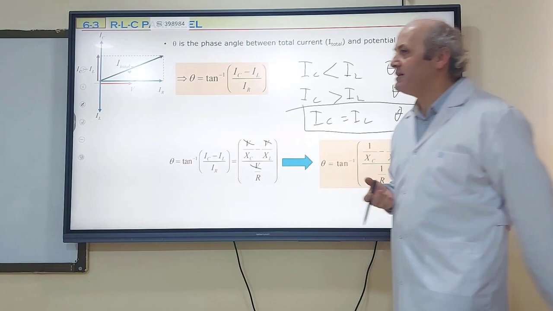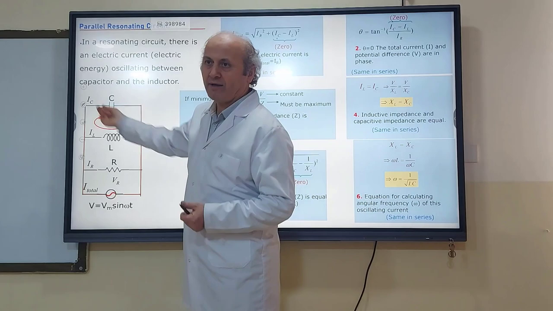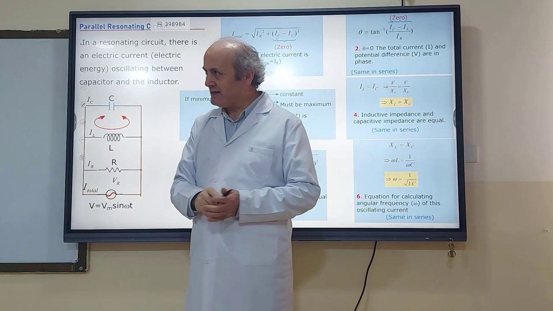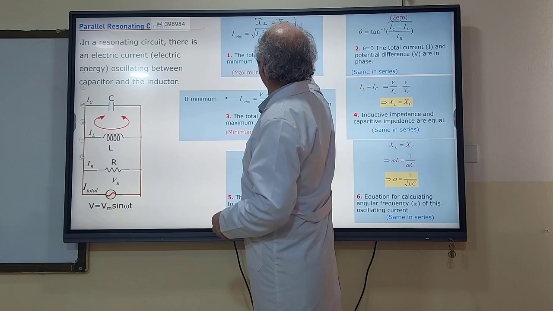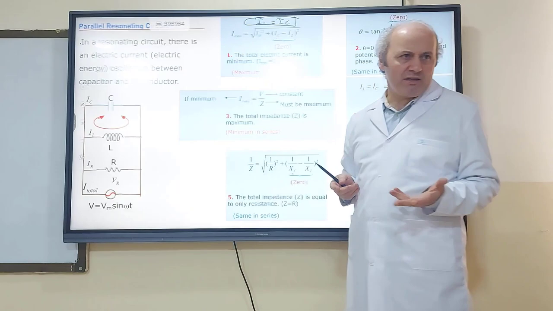In a resonating circuit, electric current oscillates between the coil and capacitor. Once clockwise, then counterclockwise, then clockwise, then counterclockwise. Oscillating. But the condition is what? IL must be equal to IC. In this case, it happens. In a resonating circuit, there's an electric current oscillating between the capacitor and the coil or inductor. Now, step by step, we can get the properties of a parallel resonating circuit.